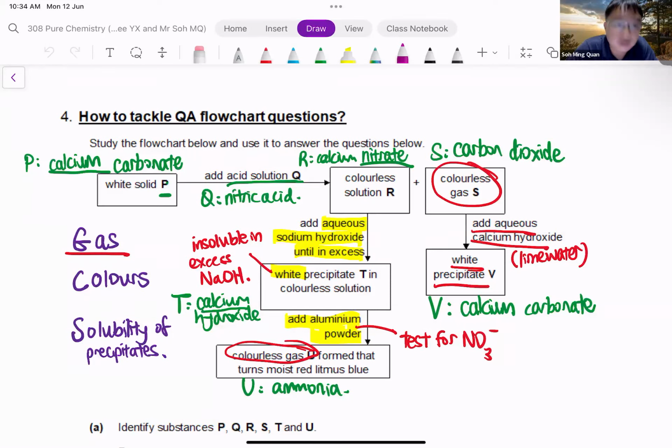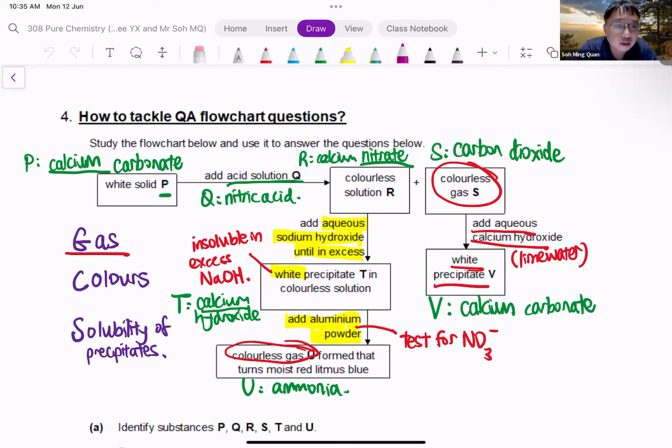Because by identifying the gases, we probably have a good idea what's the reaction. Take, for example, carbon dioxide. Carbon dioxide is formed from a carbonate. That means whatever that was before gas S must have been a carbonate. Okay? Now, after the gases, we will look at colors. So like colorful things like blue, green. These tell you something about the cation present. All right. Finally, the last one is the solubility of the precipitates. Do they dissolve in excess sodium hydroxide? Do they dissolve in excess ammonia? And so on and so forth.